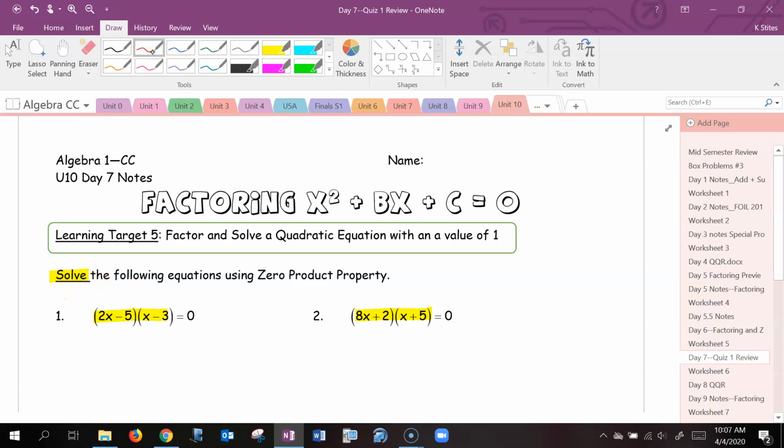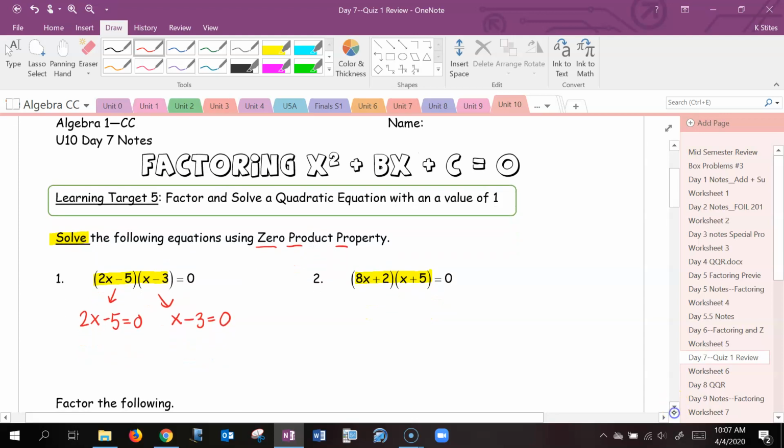It says to solve. So to solve using ZPP, we just go ahead and set each piece that has an x equal to 0. And then we'll use our inverse operations to solve this. So for example, here I have a minus 5, so I'll add 5 over. And then I have 2 times x, so I'll divide by 2 to solve it. And you'll just get x equals 5 over 2. Or if you want to say 2.5, that's fine. That's what you get when you divide it.